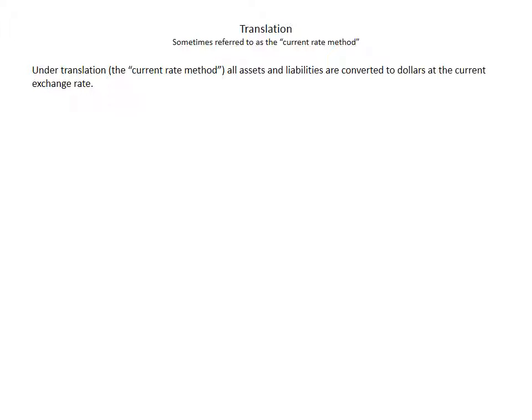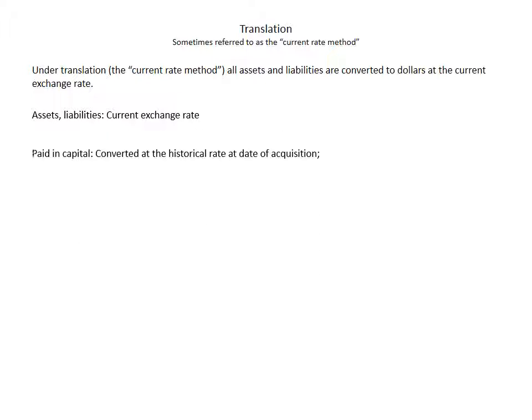Under translation, what is also otherwise known as the current rate method, all assets and liabilities are converted to dollars at the current or end of year exchange rate. So all of our assets, all of our liabilities, all of our contra assets, contra liabilities, everything's converted at the current exchange rate, a vast simplification over the remeasurement method.